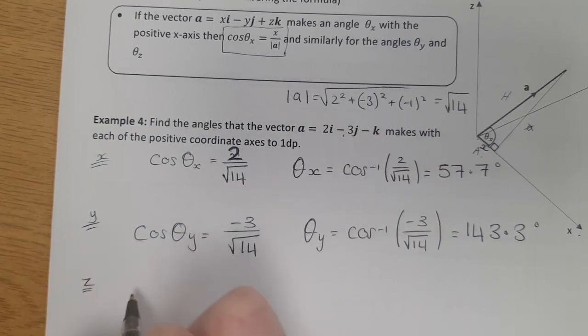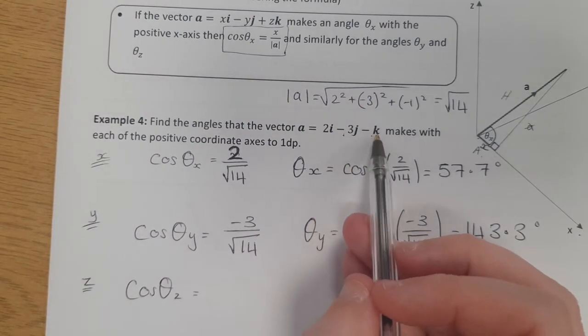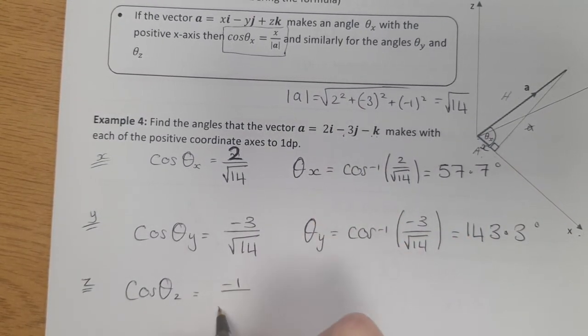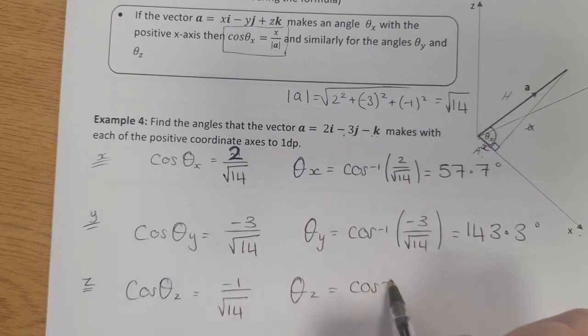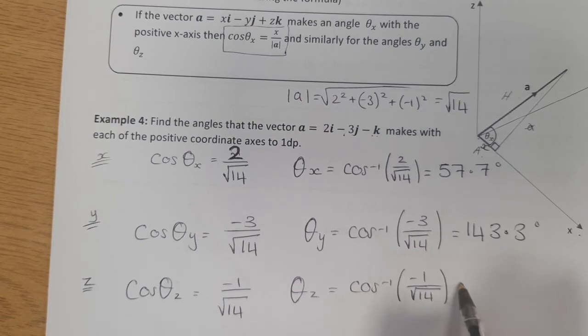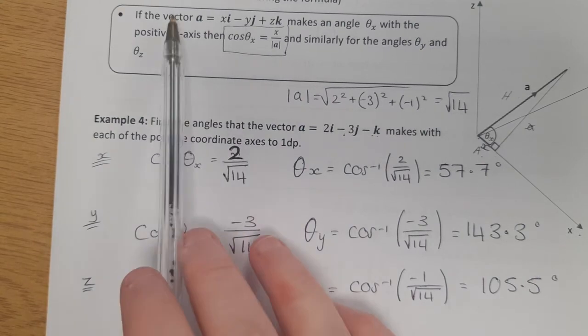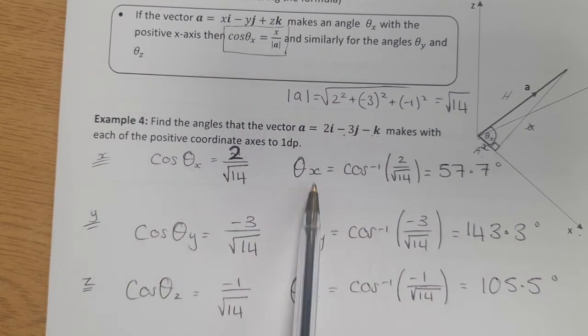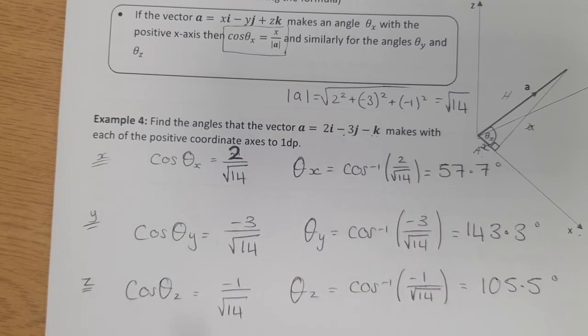And then for z, exactly the same again, cos theta of z. Well, your z term is minus 1. So it's minus 1 over root 14. You get theta z is cos to the minus 1 of minus 1 over root 14. You get 105.5 degrees. Okay, just remember this is your vector x, y, z. So this is your x term, this is your y term, this is your z term. Don't forget to include the signs.